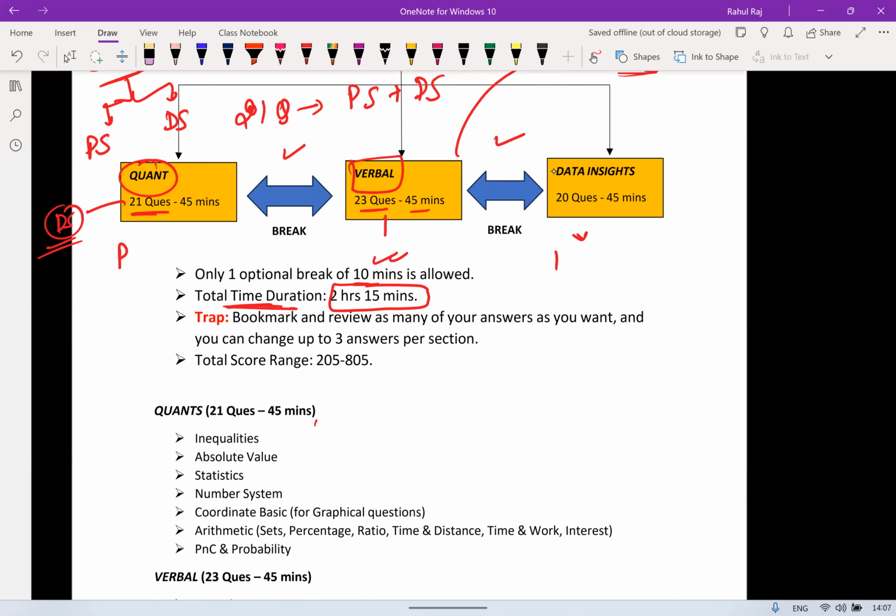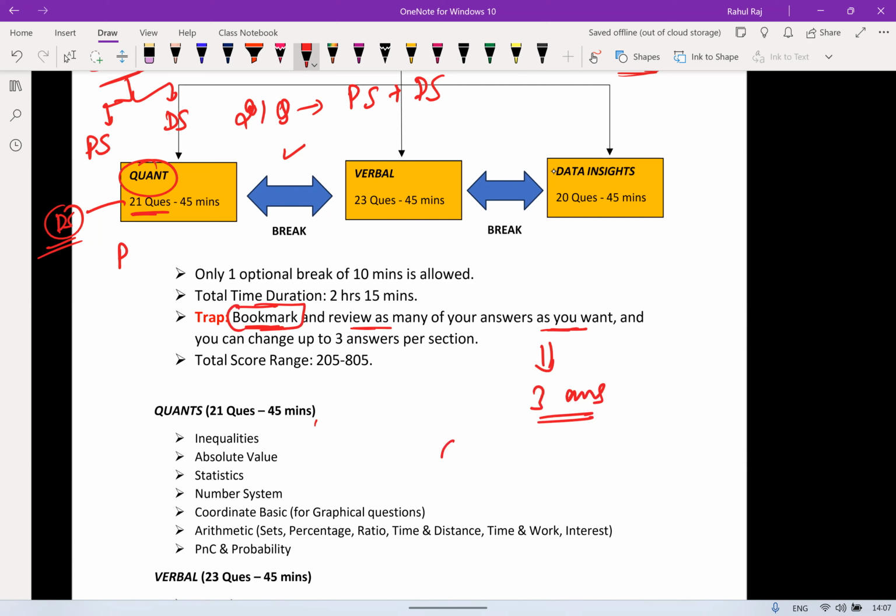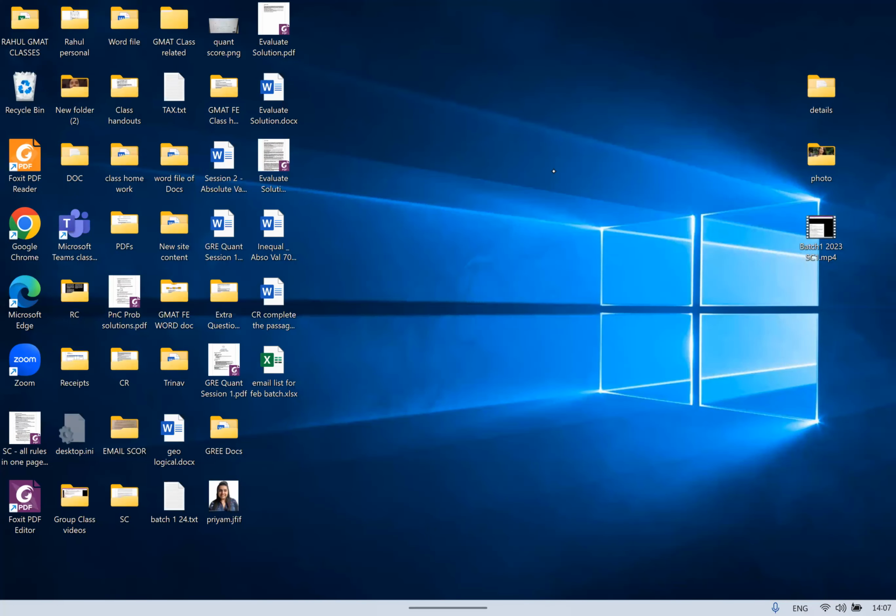But guys, there has been a big sort of a trap that has been introduced into the exam, a very big trap. They say that you can bookmark and review as many answers as you want, but you can change only 3 answers. But please, this is why it is a trap, because please understand GMAT is a quant adaptive test. So I'll just show you one example over here.